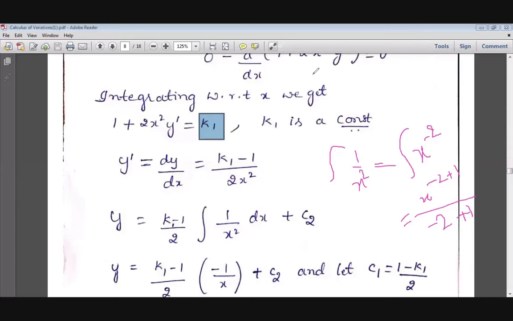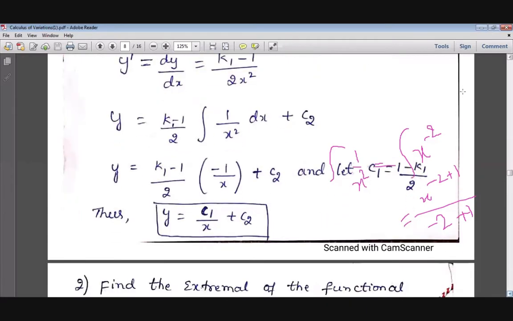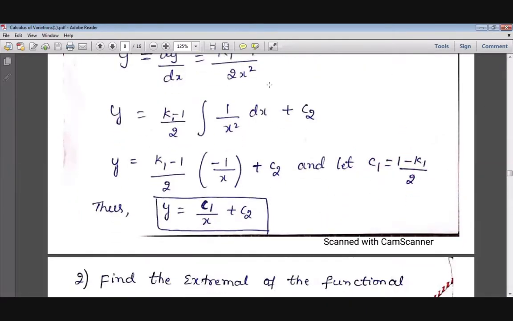Okay, this is the answer: y equals minus (k1 minus 1) by 2x plus c2. This is the answer. Okay, this is how we need to solve.